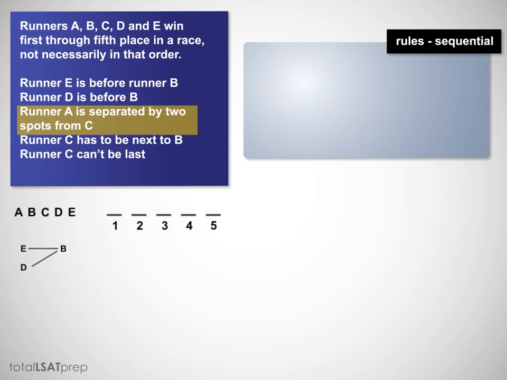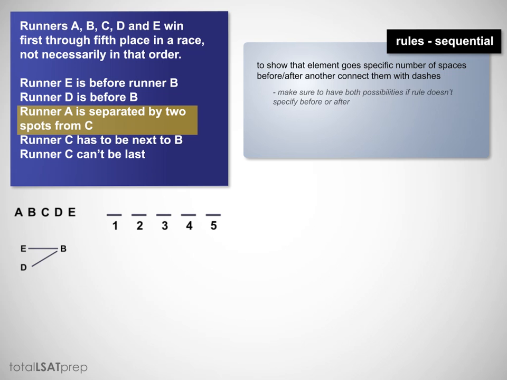Okay, so the third rule says that runner A is separated by 2 spots from runner C. Now, in order to show that an element goes a specific number of spaces before or after another element, you should connect them with dashes. Now, in this case, make sure to have both possibilities if the rule doesn't specify before or after, in which case it doesn't. It just says that it's separated by 2 spots from C.